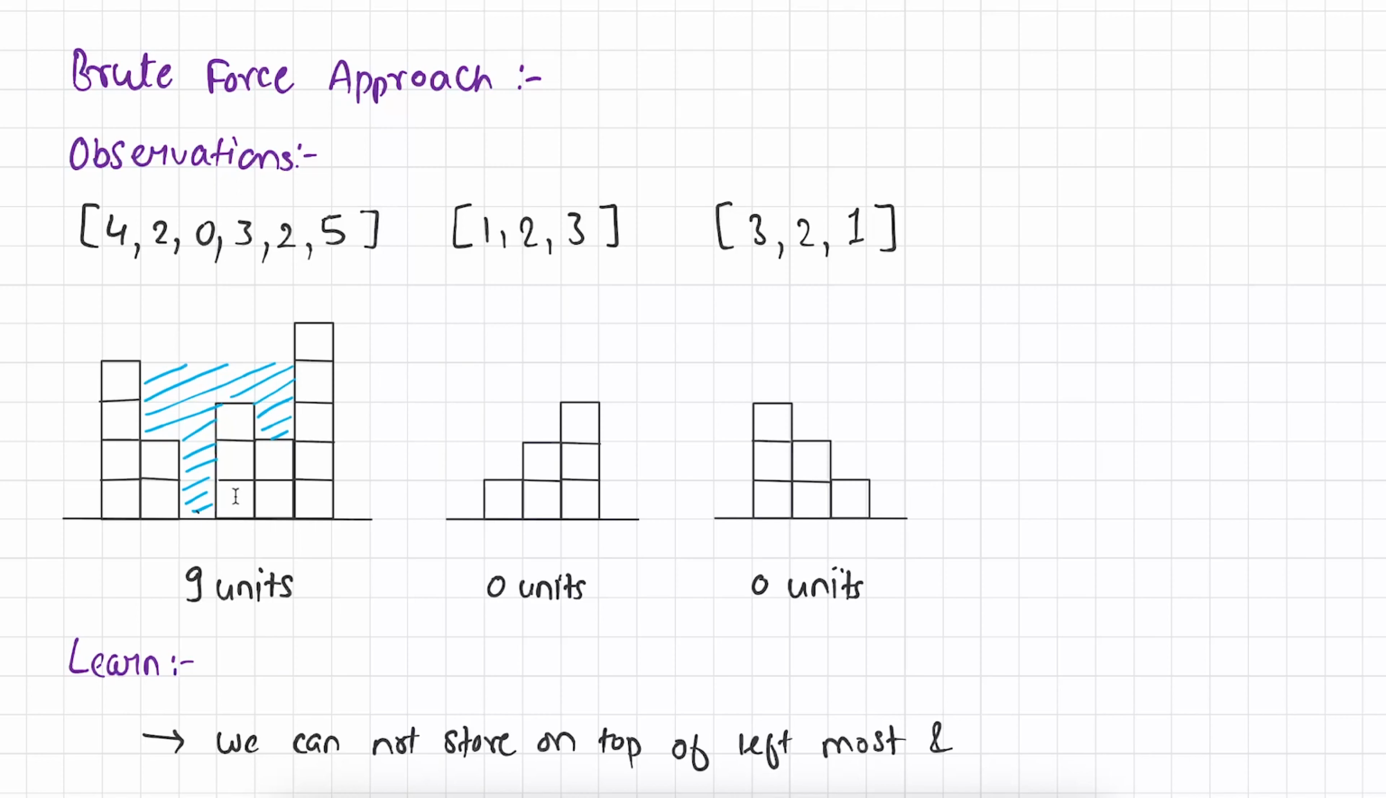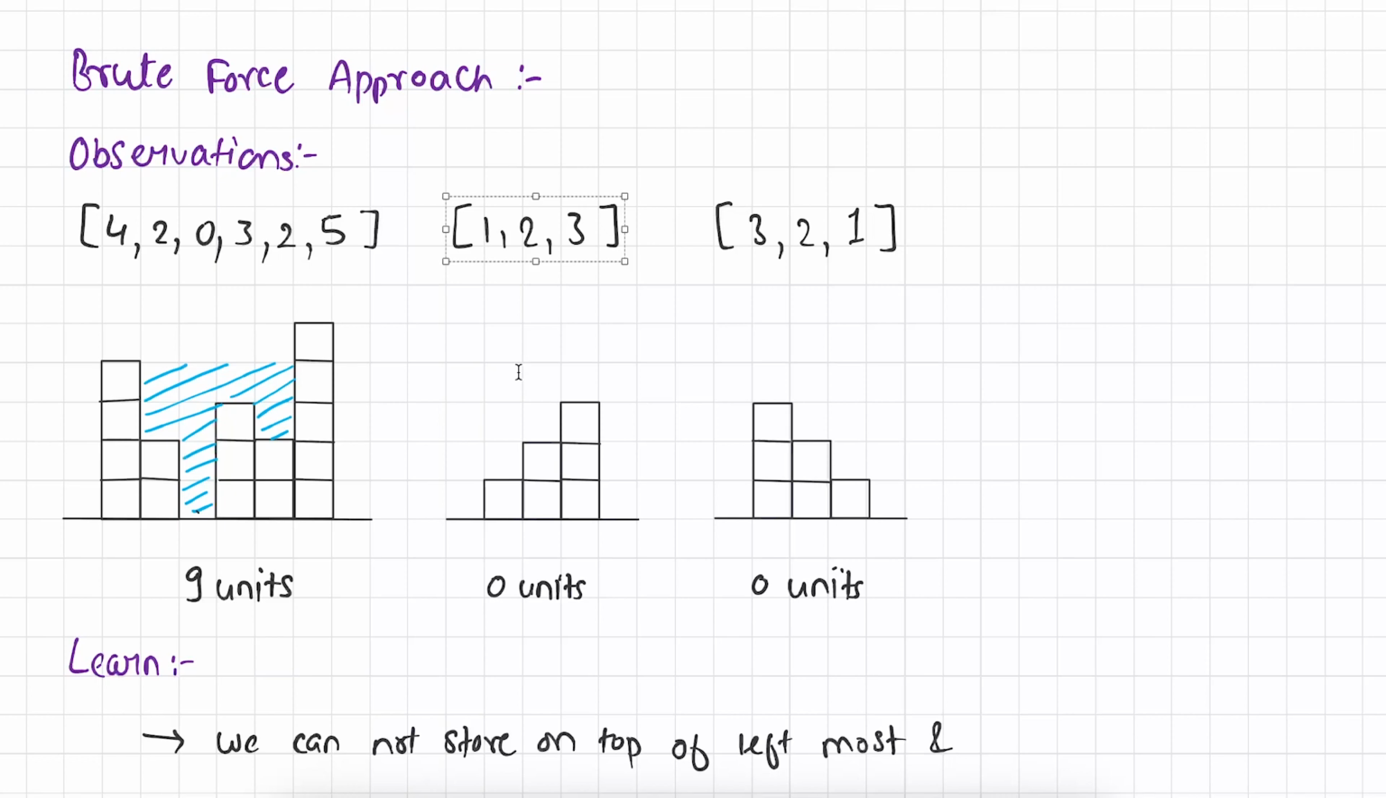On position 3 we can collect only 1 unit of water, and on position 4 we can collect again 2 units of water. So the total units of water we can collect is equal to 9. Okay? Now what if we are given an elevation map like this: 1, 2, 3?